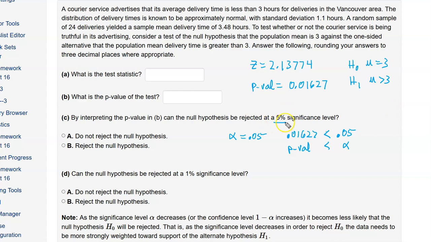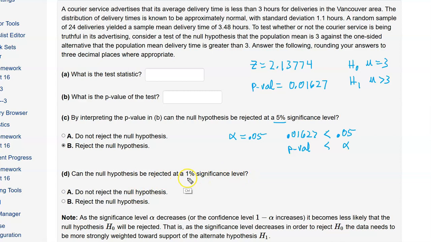So at the 5% significance level, we would say that the data does not support the company's claim that the average delivery time is less than 3 hours. So in this case, we will reject the null hypothesis. So let's take note of that. We'll just click that, reject the null hypothesis.